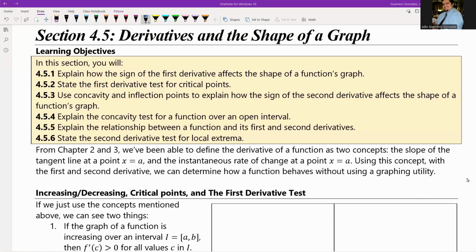Hello, everyone. This is going to be the lecture for section 4.5, derivatives and the shape of a graph.